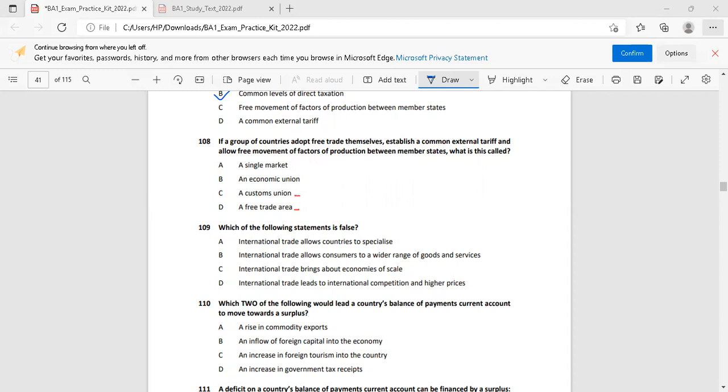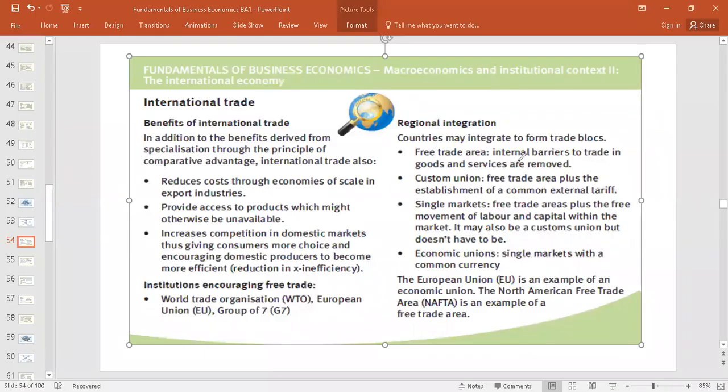So along with that, if there is free movement of factors of production: a free trade area has only removal of internal barriers. A customs union has internal barriers removed plus a common external tariff. A single market will have a free trade area, a common external tariff, because a customs union could also be a single market. Apart from that, they also have free movement of labor and capital within the market. So therefore, it is a single market.